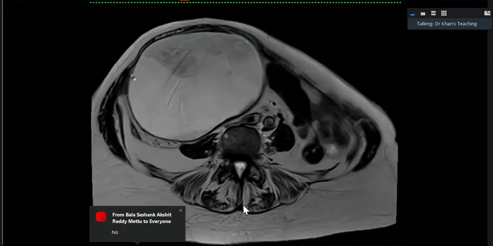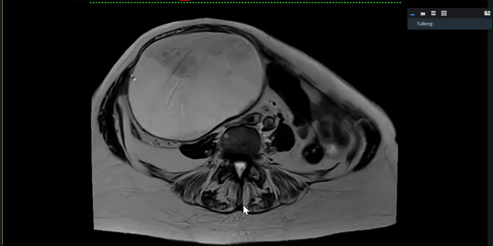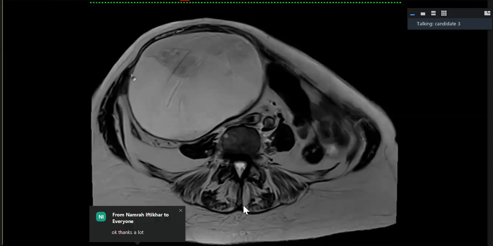Okay, so this is a case. This patient had on ultrasound, they picked up a large mass and they asked for an MR. And they said that possible ovarian mass. Over to you. This is axial MRI. So let me take the control.